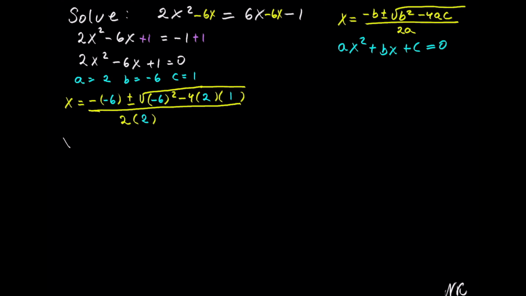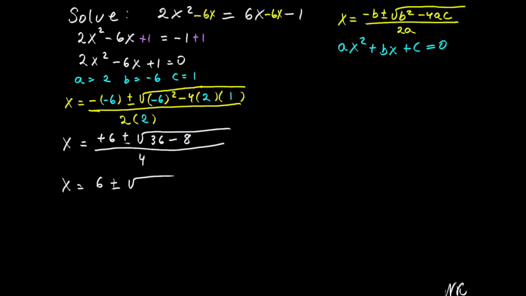So this will give us x is equal to negative of negative 6, which is positive 6, plus or minus square root of negative 6 squared, which gives us positive 36, minus 4 times 2 times 1, which is 8, out of 2 times 2, which is 4. This gives us x is equal to 6 plus or minus square root of 36 minus 8, which is 28, out of 4.